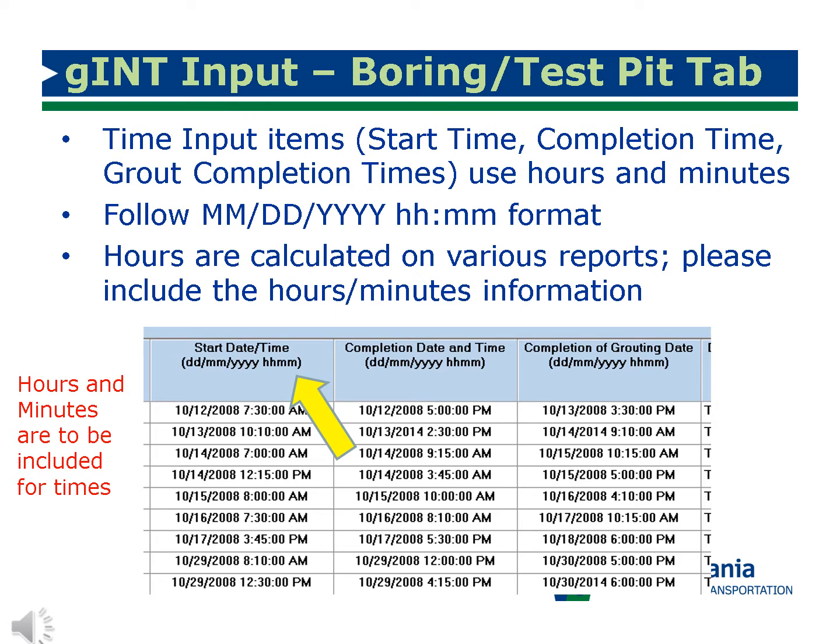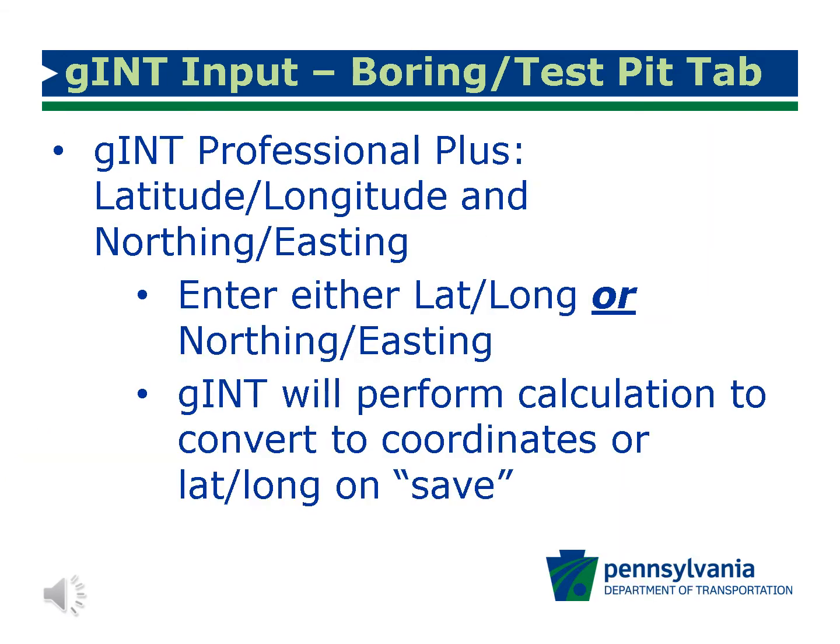Various reports include a calculation of elapsed time, so the date and time of the start or completion of a task are important. As mentioned before, gINT Professional Plus will convert coordinates to latitude and longitude and vice versa. The calculation is performed when the user clicks on Save.